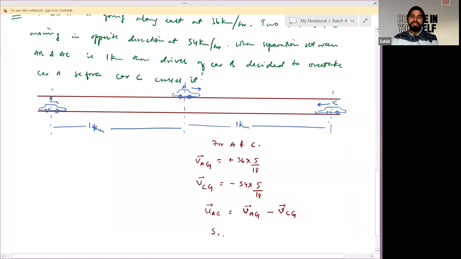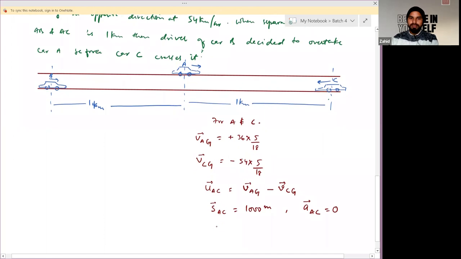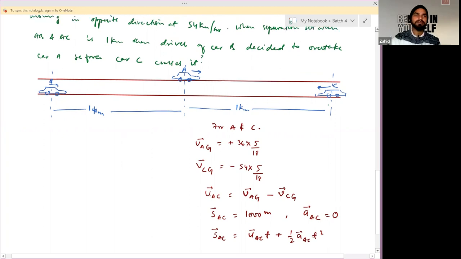Next is separation between A and C is 1 kilometer, so it will be 1000 meter. And since there is no acceleration of A and C, acceleration of A with respect to C will be 0. Now you use second equation of motion to define time. So S between AC equals UAC into T plus half of AC into T squared. Is it clear? Yes.